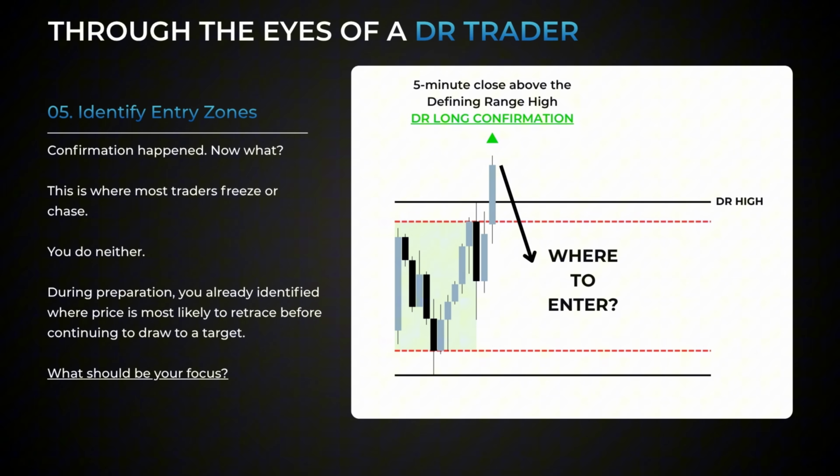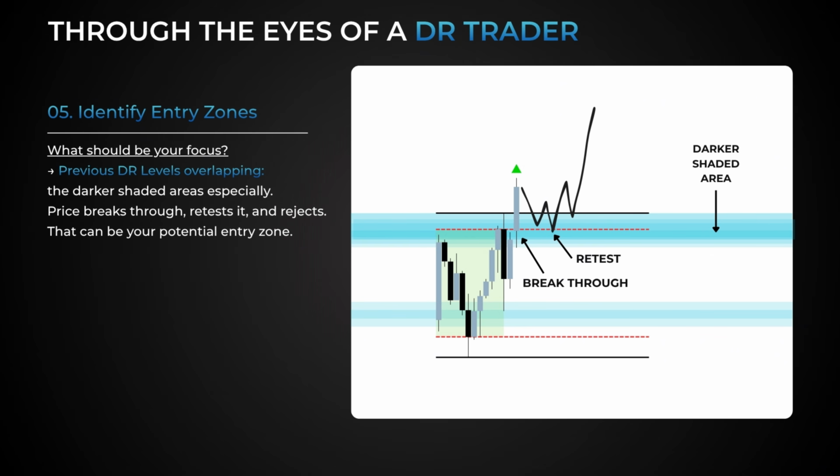Next, step 5, identify high probability entry zones. Confirmation happened. Now what? This is where most traders freeze or chase. You do neither. Because during preparation, you already identified where price is most likely to retrace before continuing to draw to a target. So what should you focus on to identify your high probability entry zones? Previous DR levels overlapping, the darker shaded areas are your first reference. If price breaks through one, retests it and rejects, that is your potential entry zone. Stop loss goes just below the level with a few ticks of breathing room.